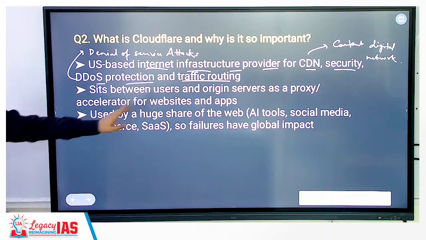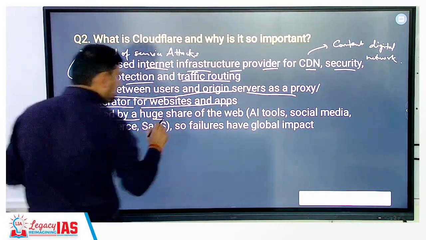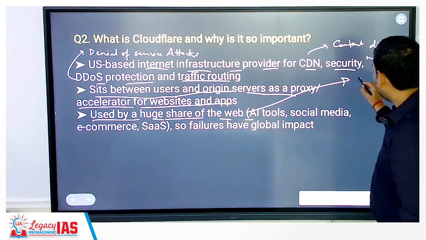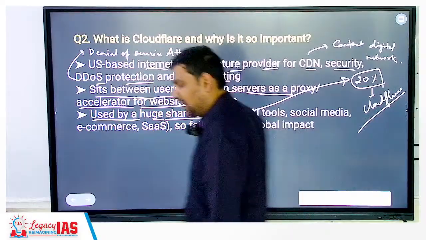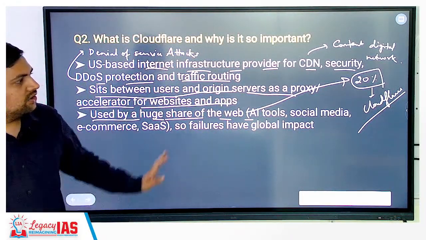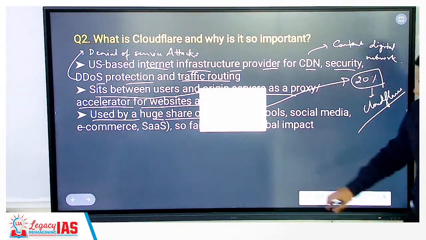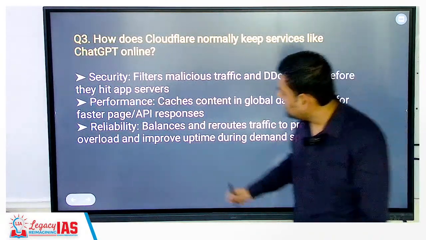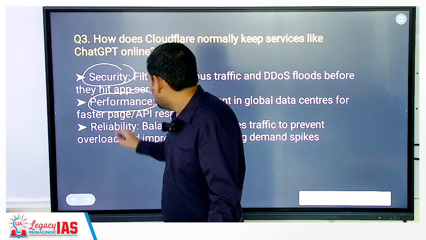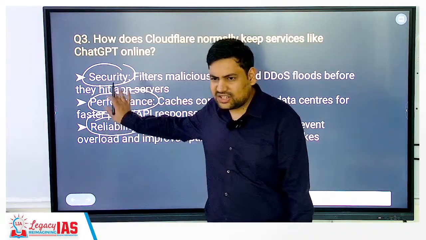Then it sits between users and origin servers as a proxy or accelerator for websites and apps used by a huge share of the web. So approximately it is said that 20% of the websites use Cloudflare, and many of them are very important. For example, ChatGPT, X, these are websites that are very, very important. So 20% of the internet uses this single company. Okay. Now this is security, performance, faster page loading, and reliability. If there is a sudden increase in load, that will also be managed. These are its main functions as we understood.